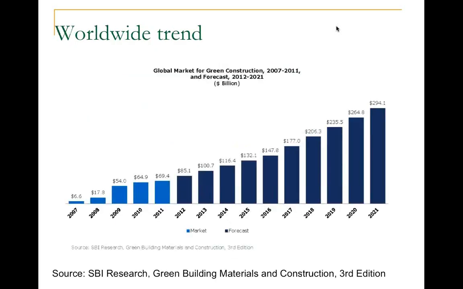And we see this also in a worldwide trend, that by 2015, there'll be 40 to 48% of non-residential will be green, and it'll be about $130 billion worth of construction up to 2021, where we'll see almost $300 billion worth of green construction. So certainly something we should plan for.